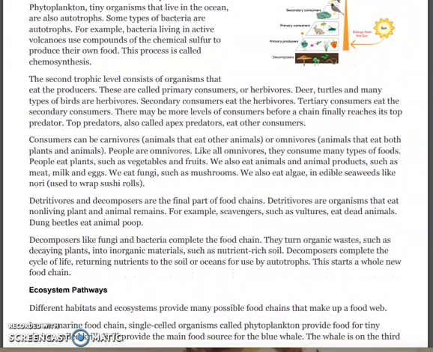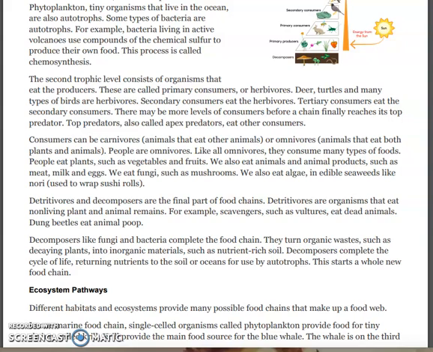The second trophic level consists of organisms that eat the producers. These are called primary consumers, or herbivores. Deer, turtles, and many types of birds are herbivores. Secondary consumers eat the herbivores. Tertiary consumers eat the secondary consumers. There are many more levels of consumers before a chain finally reaches its top predator. Top predators, also called apex predators, eat other consumers.